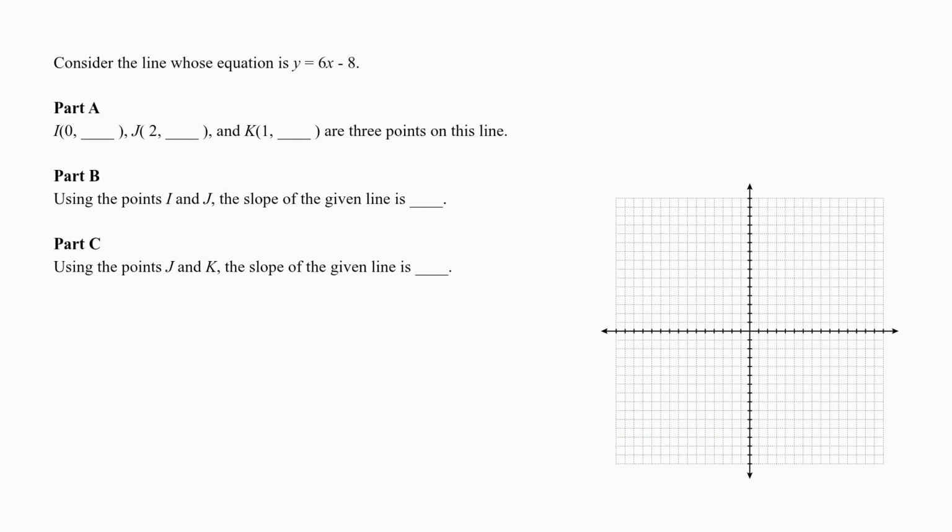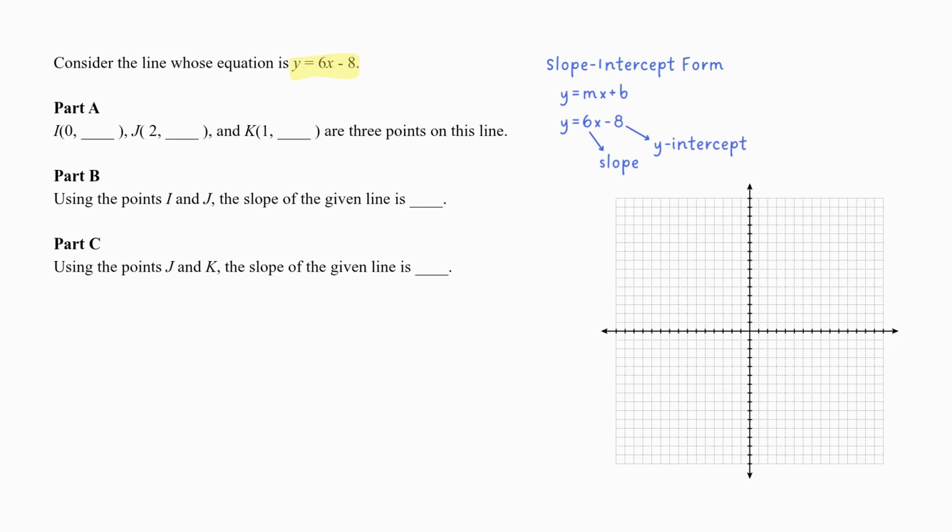Let's have a look at this question and figure out how to find points and the slope. The equation, y equals 6x minus 8, is in slope-intercept form. y equals mx plus b. The number in front of the x, which is 6, is our slope. The number at the end, negative 8, is our y-intercept.